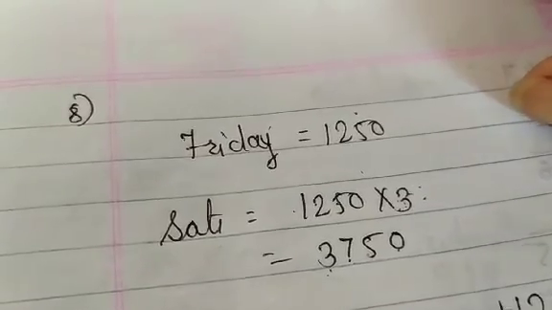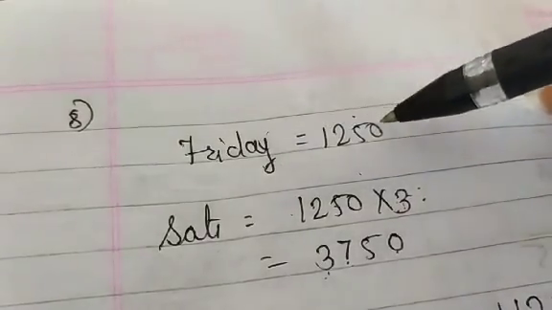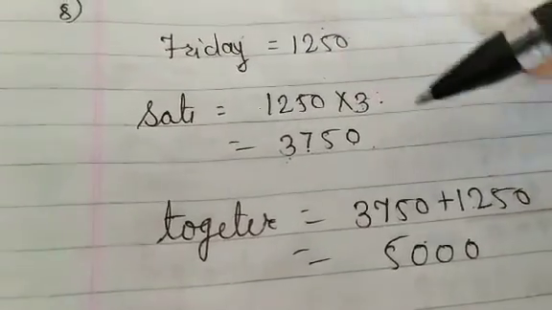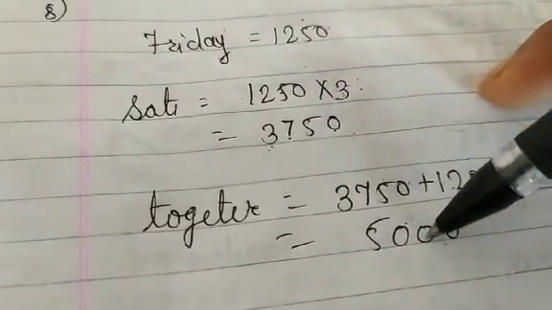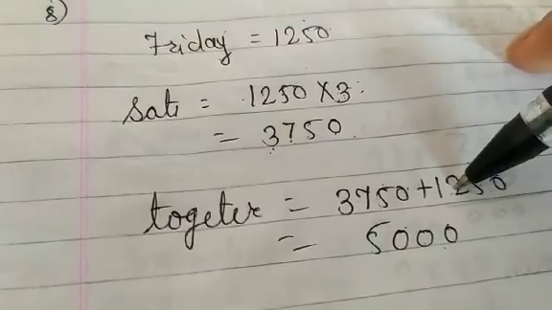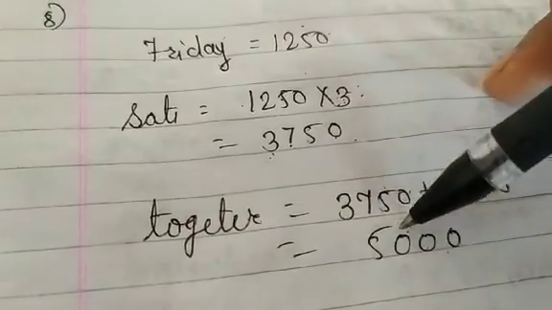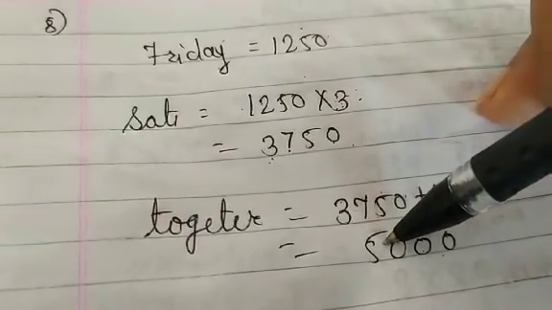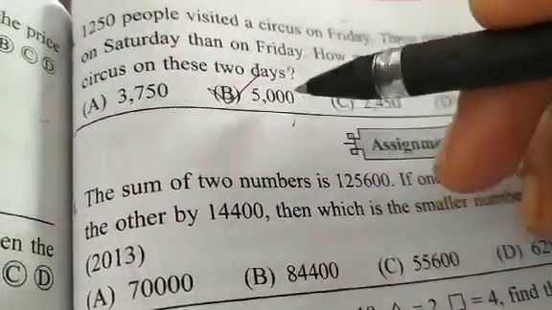But one more final question they ask. They want the people who visited on Friday and Saturday together. So what you have to do? Add this one and this one. So see, together, for Friday this many people and Saturday this. So add it. 0 plus 0, 0. 5 plus 5, 0, 1 is carry. 7 plus 2, 9, and 9 plus 1, carry 10. So again 0 is here, 1 is carry. So 3 plus 1, 4, and 1 carry, 5. What is the answer? 5,000. Okay, so see which option is correct here. First A? No. Option B is correct here.